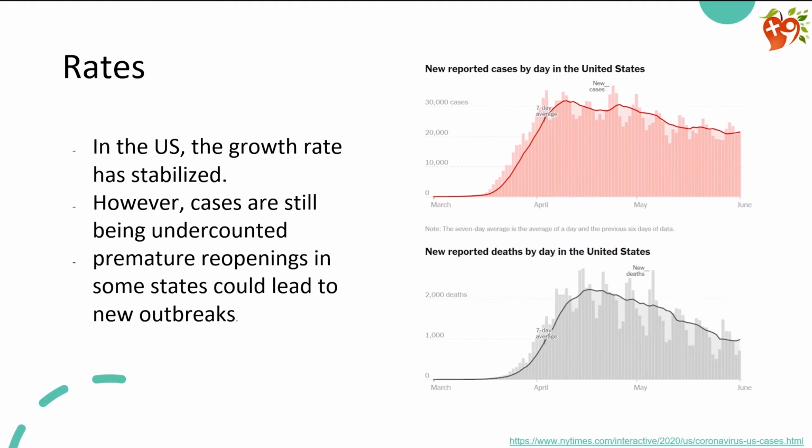In the U.S., the growth rate has stabilized, but experts believe that its cases are still being undercounted and fear that premature reopenings in some states could lead to new outbreaks. Concerts, parades, and baseball games have been called off. Unemployment claims have spiked. Some governors have imposed quarantine requirements on Americans who cross state lines, and even as states reopen, officials have warned that the virus was likely to remain a persistent threat.